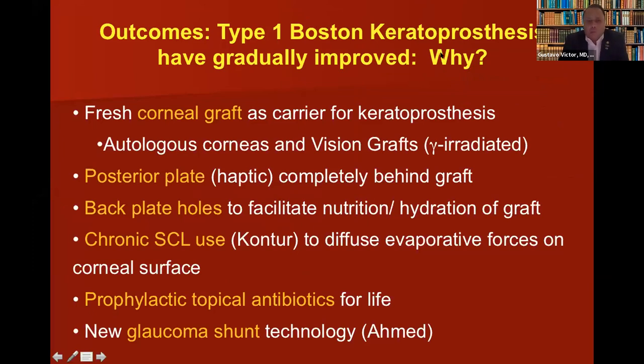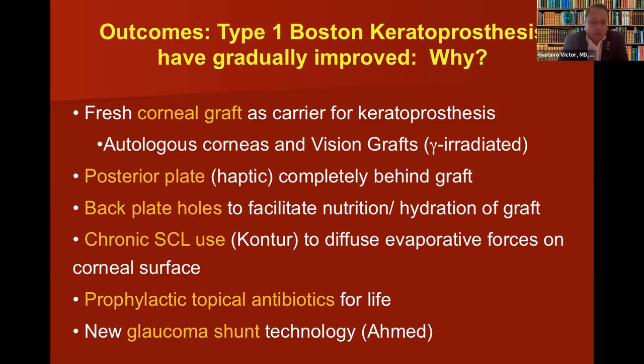So why would we improve the results in this patient? First, a fresh corneal graft as carrier graft usually can improve the results of this surgery with the K-Pro. Posterior plate apicus, complement behind the graft, is a very important issue to avoid some problems. And back plate holes, to facilitate the nutrition and hydration of the graft, is another topic. And chronic scleral corneal lens, to diffuse evaporated phosphorus and corneal sulfides, can help us to improve the surgery in this patient.